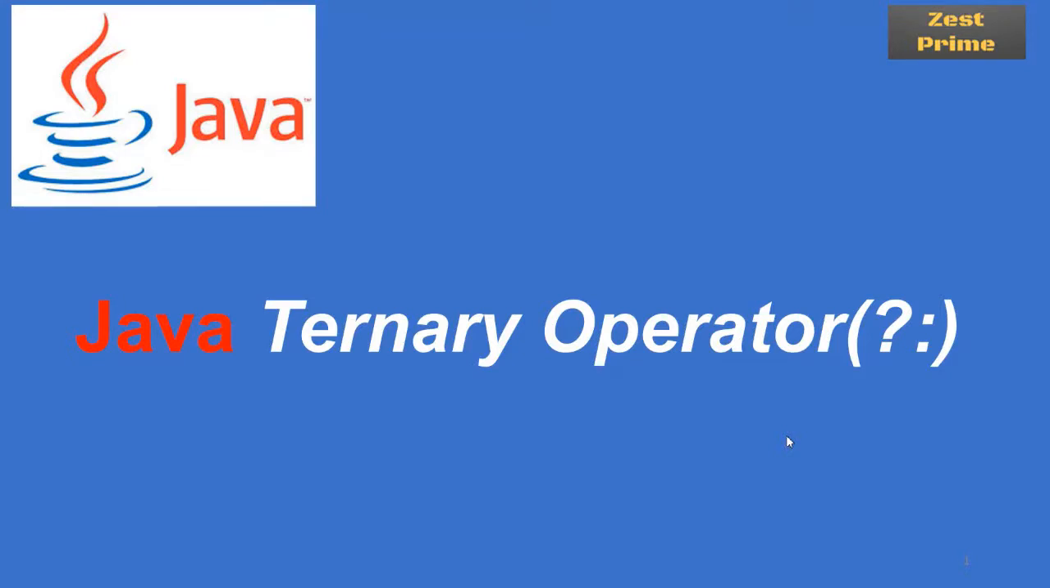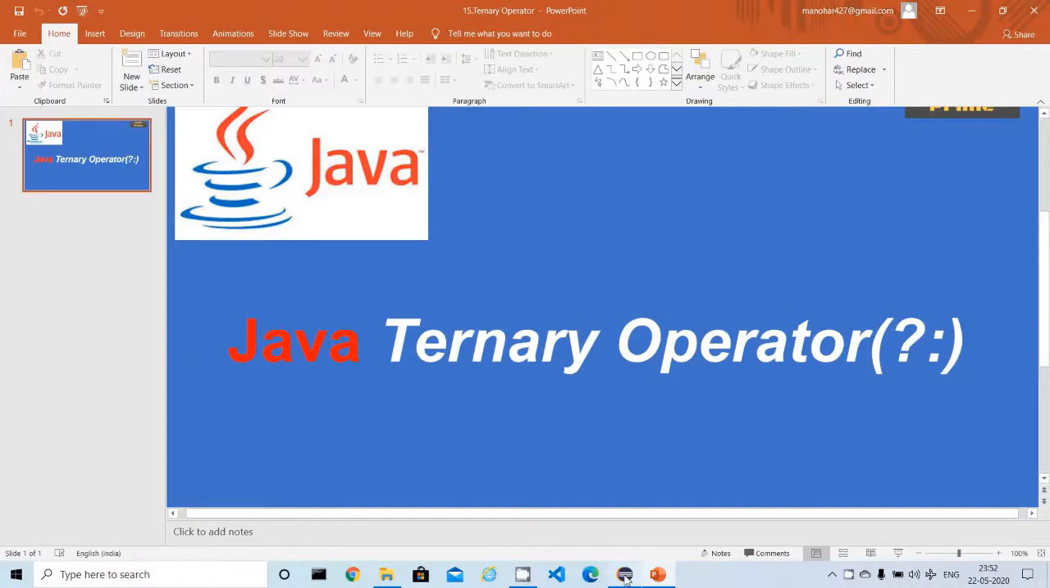We are going to see what the syntax of the ternary operator usage is, and with an example we will try to understand it, and how the ternary operator is different from the if-else statement. So basically we are going to see the syntax and usage of the ternary operator, and the difference between the ternary operator and the if-else statement. Okay, so let's jump into an example.